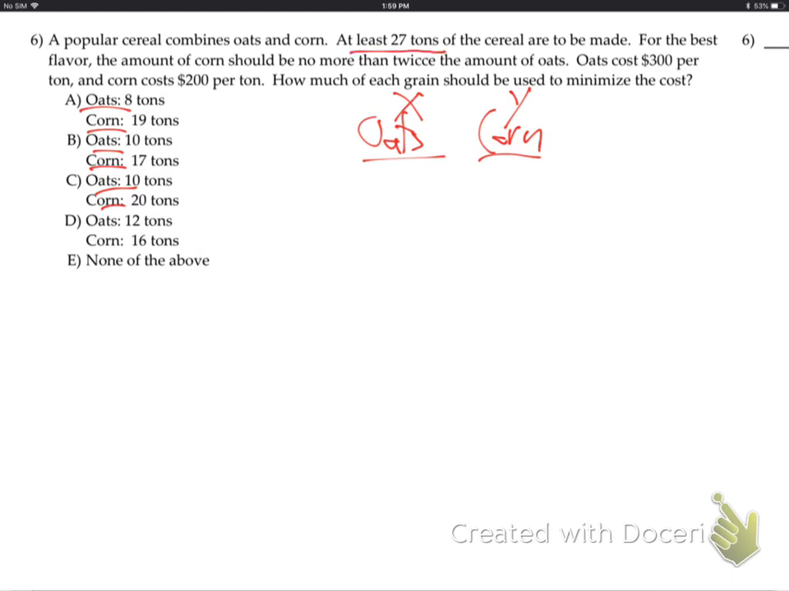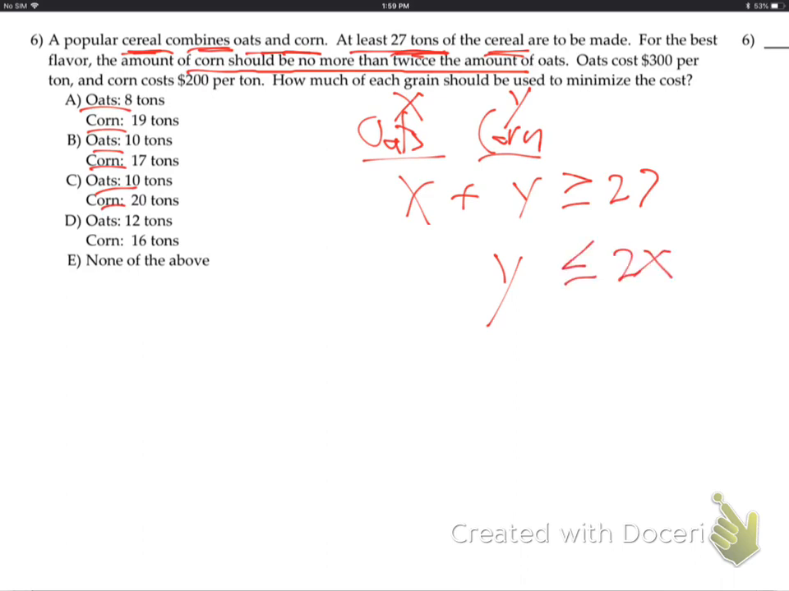Okay, at least 27 tons of cereal. So X plus Y greater than or equal to 27. If you don't understand the greater than or equal to, don't worry about it. At least means greater than or equal to. But the sign doesn't matter a lot. So that's at least 27 of cereal, right? The cereal combines oats and corn. So 27 tons of X plus Y, oats plus corn. Next, for the best flavor, the amount of corn, Y, should be no more than, less than or equal to, twice oats.